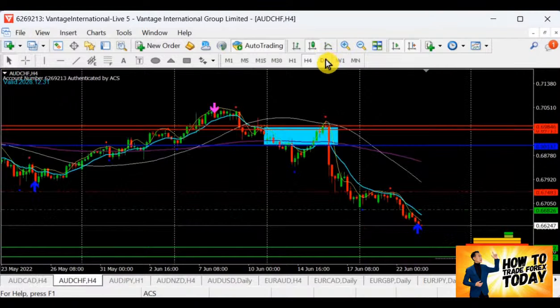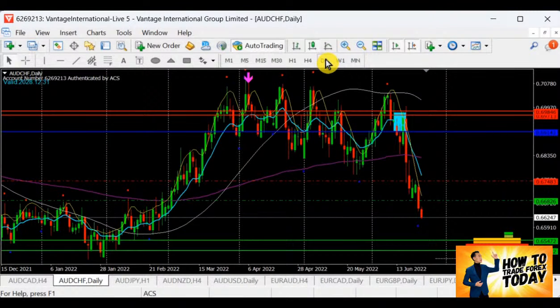How about Aussie franc? Yes, we are into the bear. It is very obvious that we have been coming back to the bear since yesterday. So Aussie franc over this part here, now we are going to look out for this.